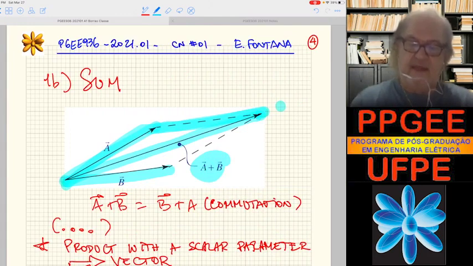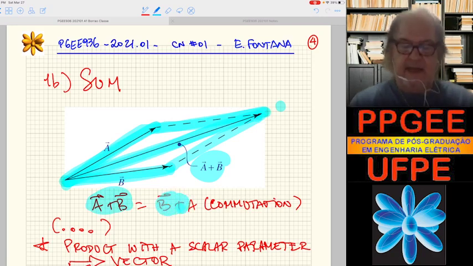Of course, I can do the same process fixing B, and picking A and translating it to the end of B, just doing this. Then you have a sum, which is the same result, so we have a first property, which states that A plus B and B plus A are equal. This is called the commutation property.